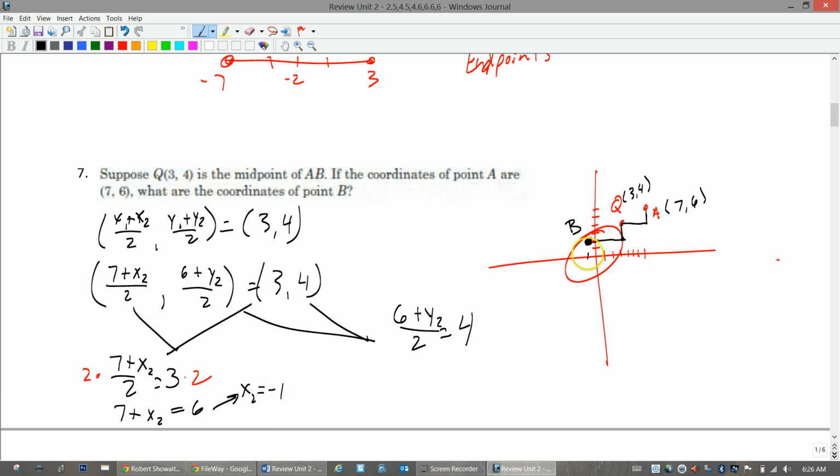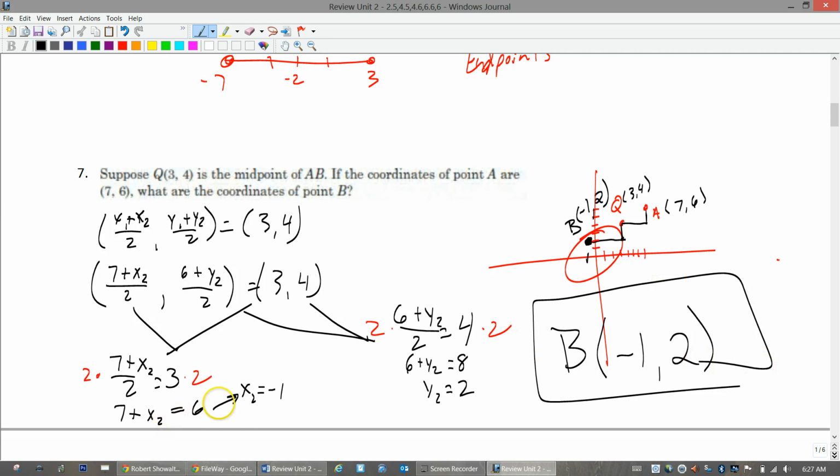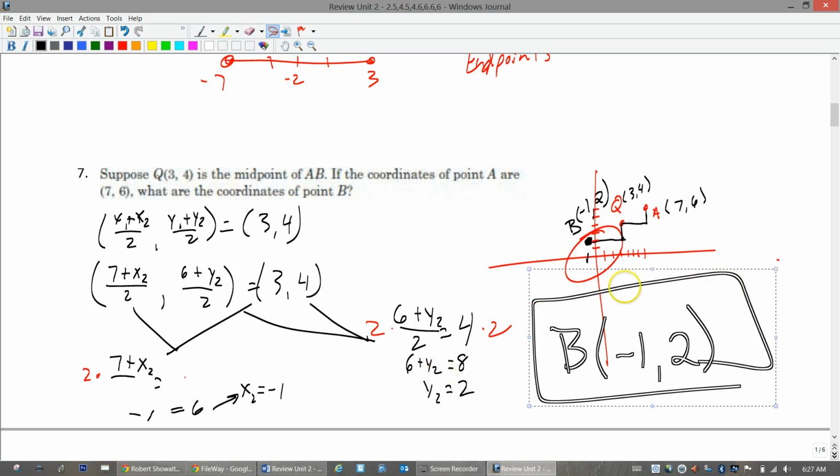And pictorially, that looks like it's in the right spot. Woot woot. Then we multiply both sides by 2 again, and we get 6 plus y equals 8. Minus 6, we get y equals 2. And that looks like it's in the right spot pictorially. So our final answer is that B is at negative 1, 2, and we have to write that to the side. If I leave this stuff over here, I'm not really answering the question. I'm asked for the other endpoint, so let's specify exactly what it winds up being.